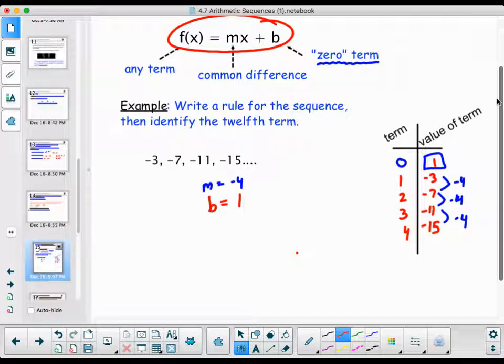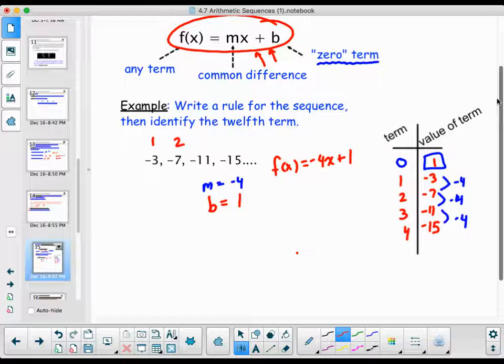All right? And the rule just takes those two and plugs it right into this equation. f of x is equal to -4x plus 1. Notice how it works for each one. -4 times 1 is -4, plus 1 is -3. -4 times 2 is -8, plus 1 gets you -7.